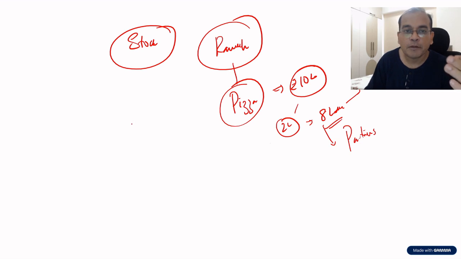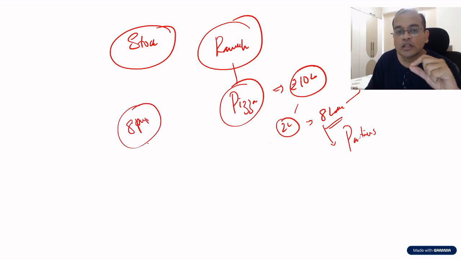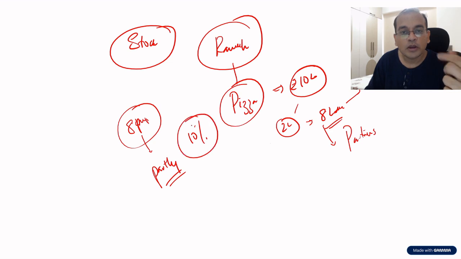Probably you might have 8 people. 8 people might be interested in putting 1 lakh each. So these all are your partners, and they partly own your company, whatever you are starting with. Probably they might own 10% each. You might own 20% and they might own 10% each.